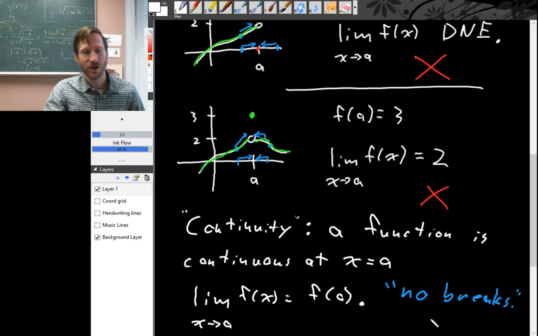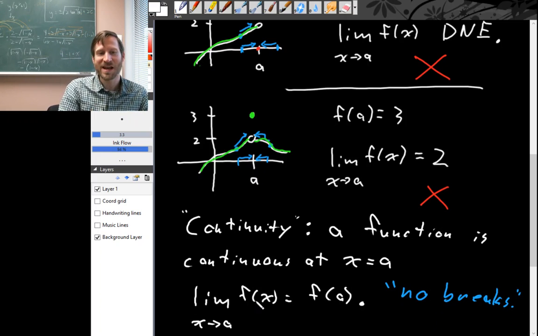All right, so continuity is our name for when it's okay to just plug in the number when you're evaluating a limit. And now we understand when that is okay. It's when there's no breaks in the graph. If your graph doesn't have a break at an x value, then you could evaluate a limit at that x value just by plugging it in.